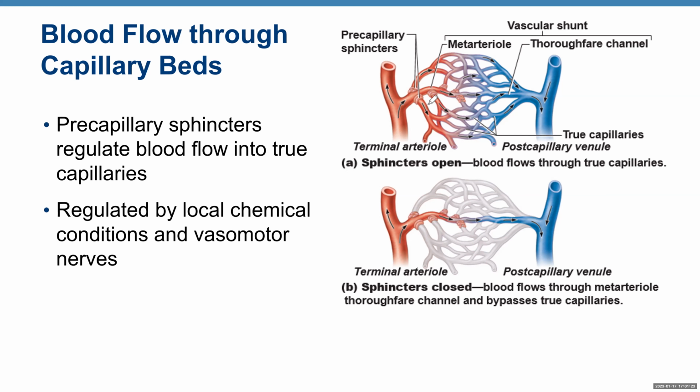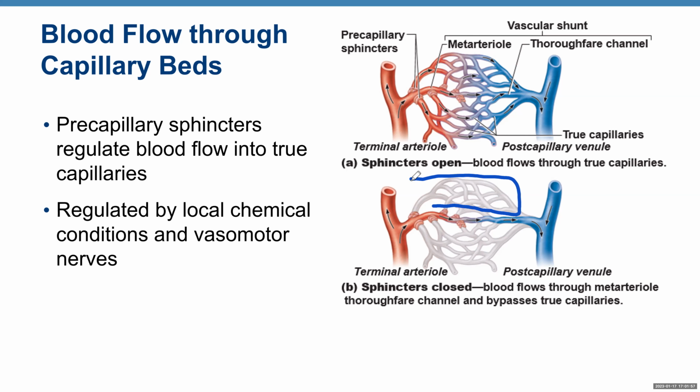Actually, these metarterioles and thoroughfare channels are found only in mesenteric circulation, the circulation that delivers blood to your digestive organs. And why do you need it? For example, if you just ate a big meal, you need to move nutrients from your GI tract to your blood, so you need lots of blood flow to your GI tract.